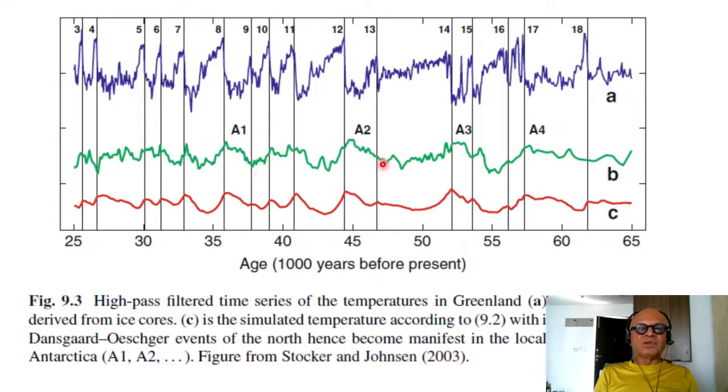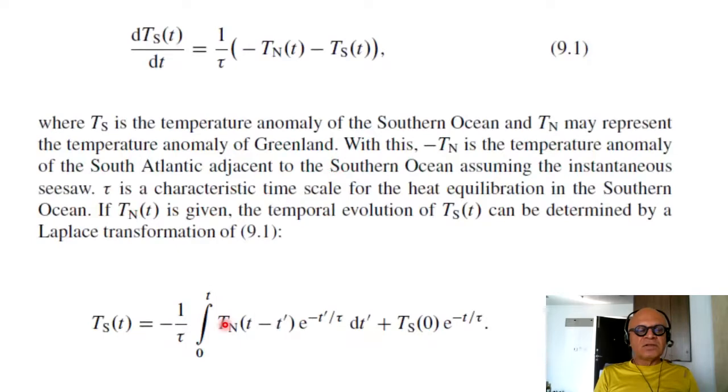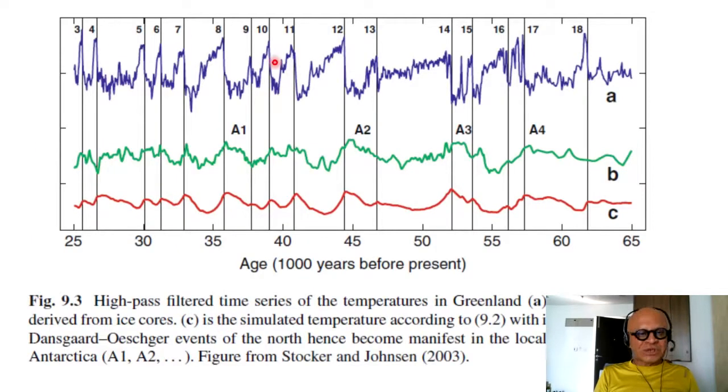So A1, A2, A3, A4, these correspond to the northern hemisphere changes. As you can see, it's not always one-to-one correspondence, but there are many events that are identified. This is a figure from Tom Stocker's paper with Johnsen. So basically, the idea is that this model can explain the observed relation between the northern hemisphere and the southern hemisphere, except that this works on a 1,000-year time scale.